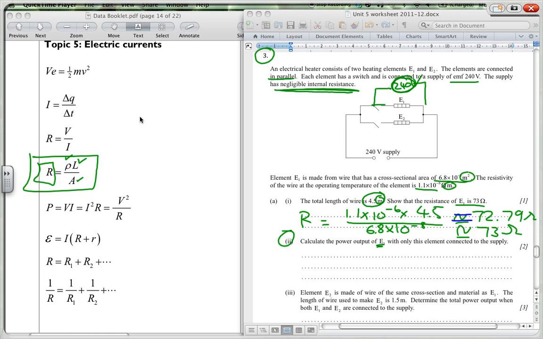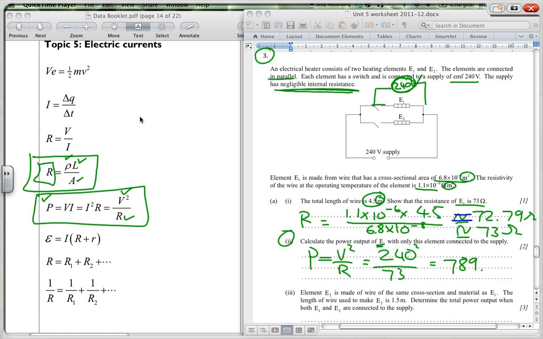The power, we would be using this set of formulas here depending on what we've got. We've got our V and we've got our R. We want to work out that. So we can use power is equal to V squared over R. So we're going to get 240 squared divided by our R, which is 73. So let's just do that. 240 squared divided by 73, and that gives me 789.04 watts.